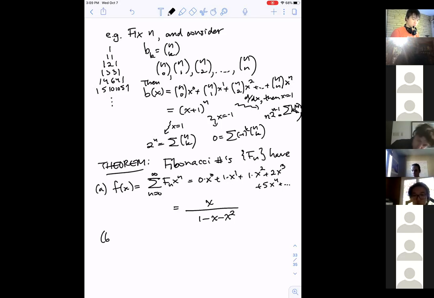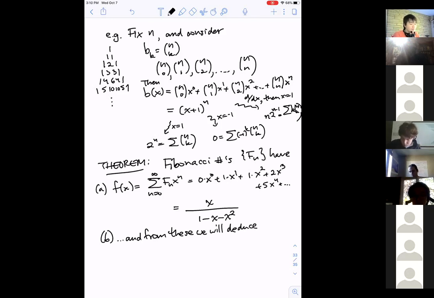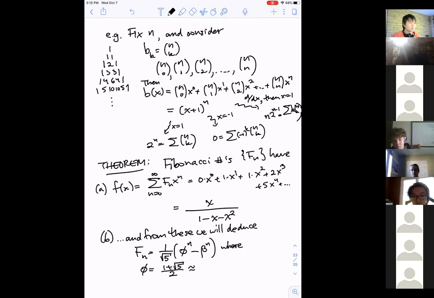That's A. B, and from this, we will deduce that F_n actually has this exact formula. Let me remind myself, it's always the factor in front that I have trouble remembering. 1 over the square root of 5 times phi to the n minus beta to the n. I'm going to tell you who this phi and beta are. They're two real numbers. One of them is the golden ratio that someone was talking about. This is 1 plus square root of 5 divided by 2. It's approximately 1.618. It's called the golden ratio.